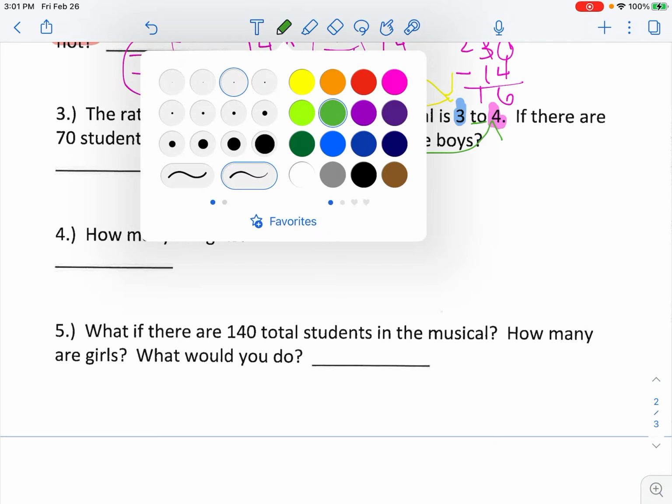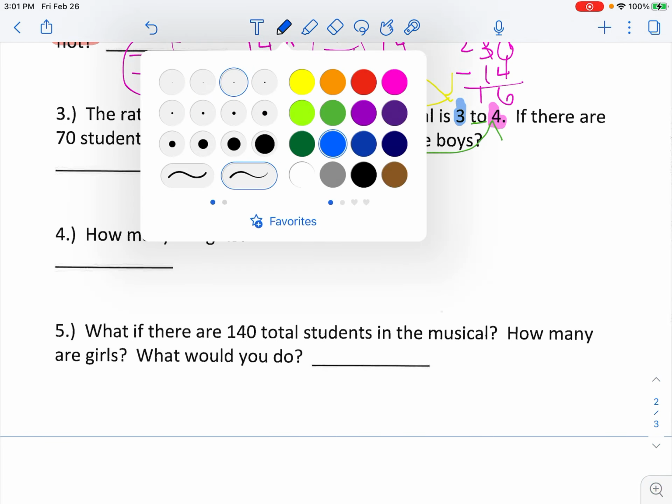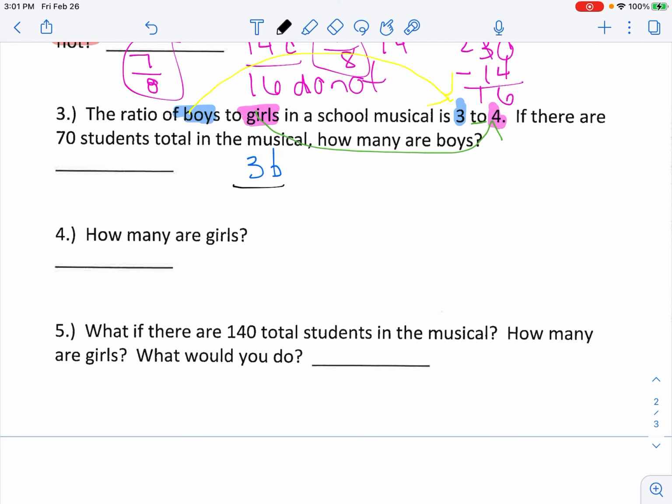Okay, so I'm going to go ahead and write 3 boys to 4 girls. The ratio of boys to girls in a school musical is 3 to 4. If there are 70 students total in the musical, how many are boys?